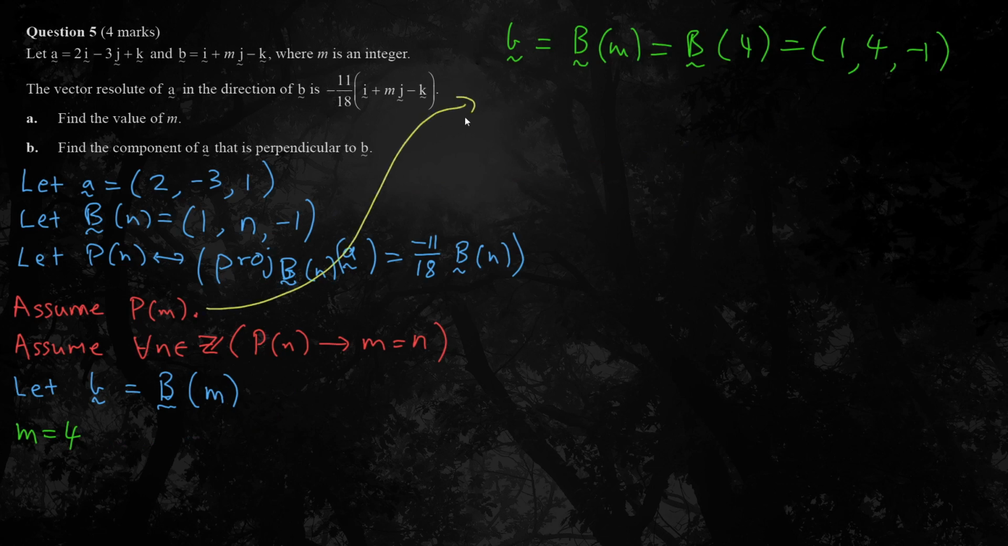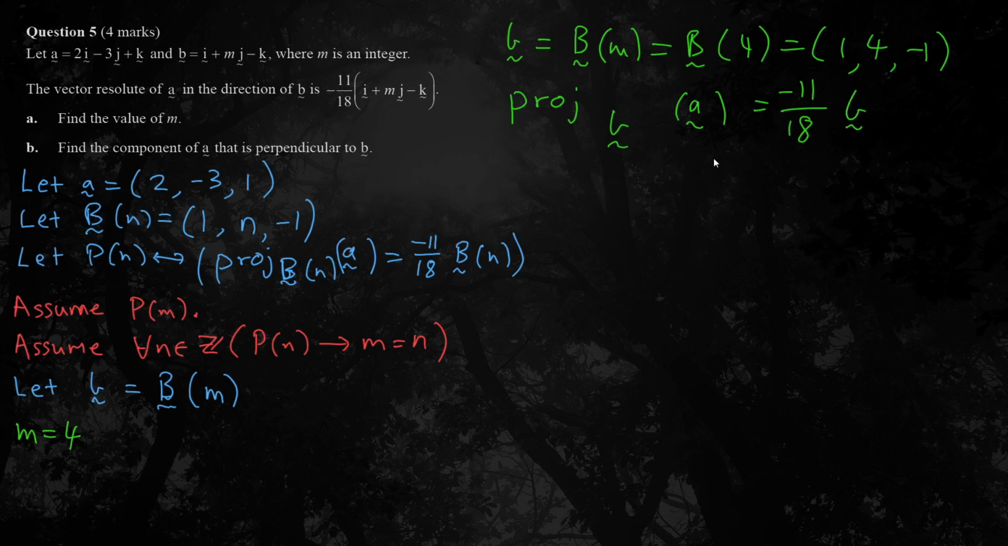Now from here, we know that P of M is true, right? So that tells us that the result of projecting onto B of M, the vector A, is negative 11 over 18 B of M. And so in particular, this tells us the result of projecting onto lowercase b, right? Because lowercase b is literally B of M. And so we can actually work this out. We have negative 11 over 18 times 1, 4, negative 1.